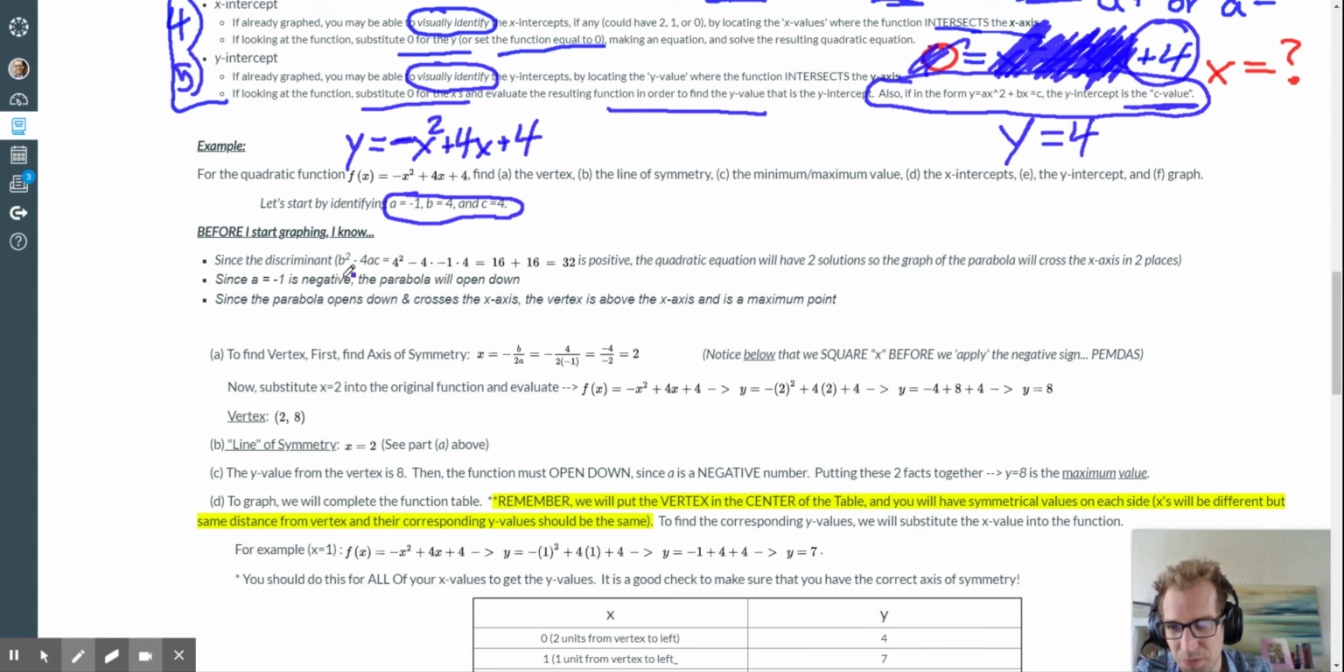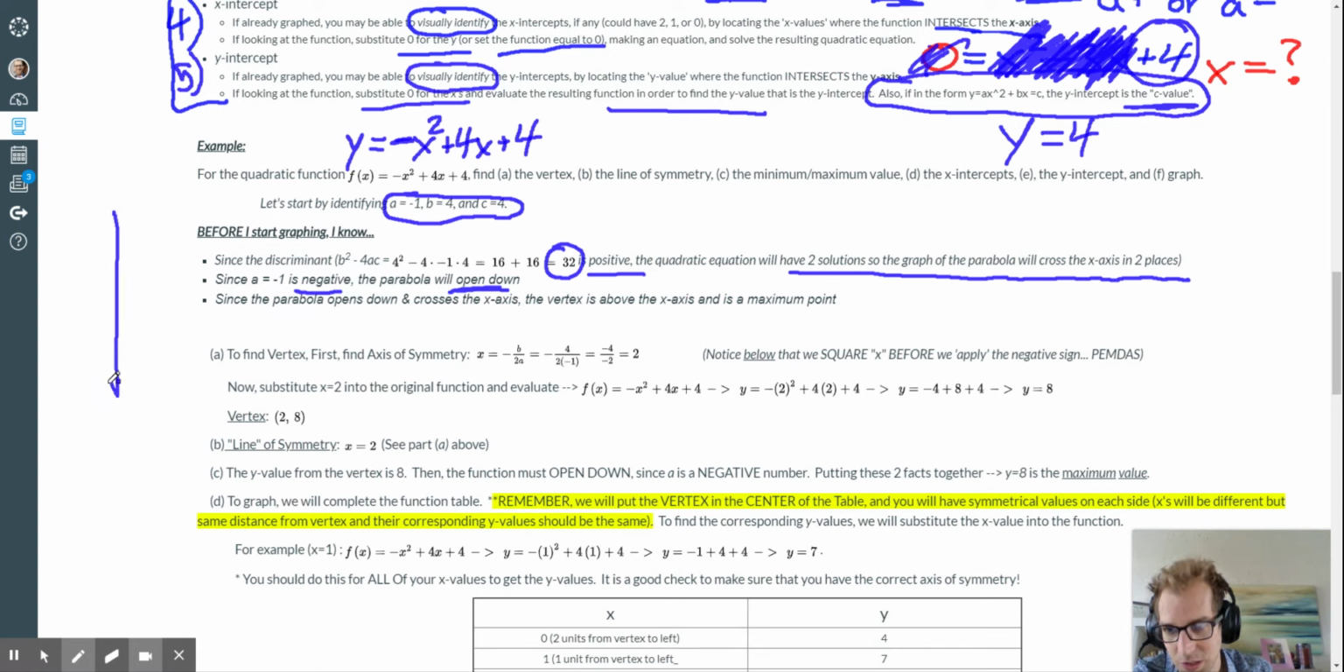I think you don't necessarily always have to do this, but if you wanted to figure out the discriminant, we can do that. b squared minus 4ac, just like we did last week, ends up being 32. That's positive, so we're going to expect 2 solutions to the graph, which means we'll have 2 x-intercepts, 2 places where the parabola crosses the x-axis. Since a is -1, it's negative, so the parabola will open downwards.